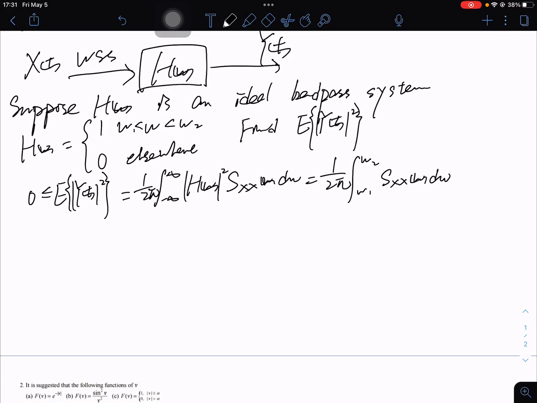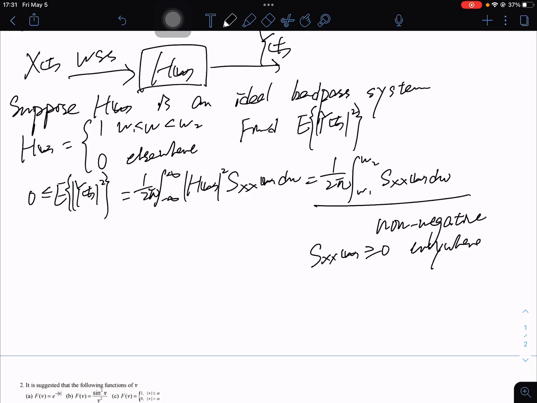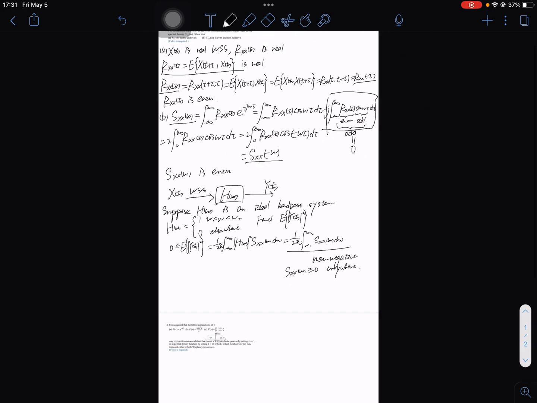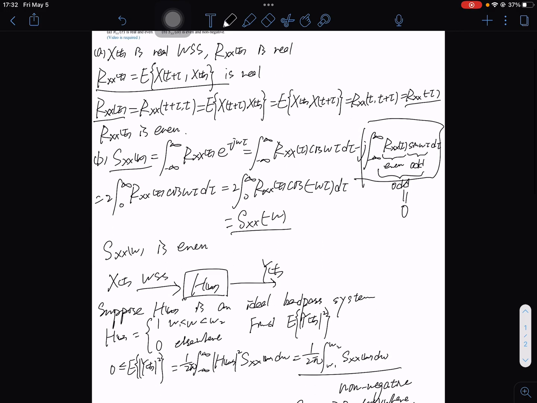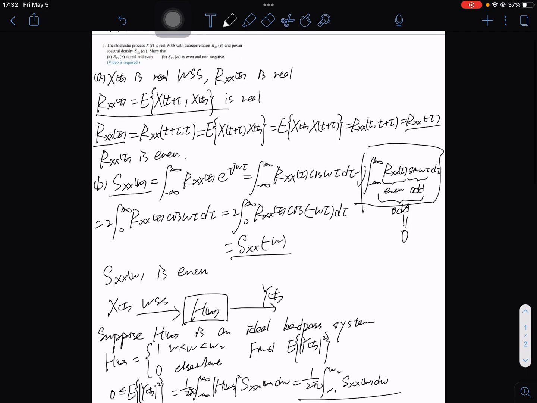We see that the area of S_xx(omega) in any interval is non-negative. So it is possible only if S_xx(omega) is larger than or equal to 0 everywhere, right? So we finish the proof. We successfully prove that S_xx(omega) is even and non-negative. That's all of question 1. Thank you.